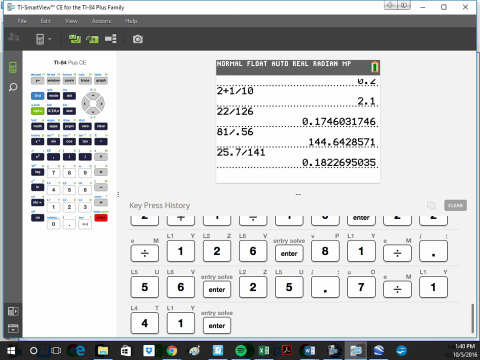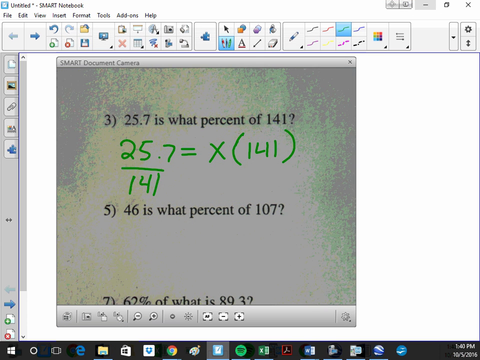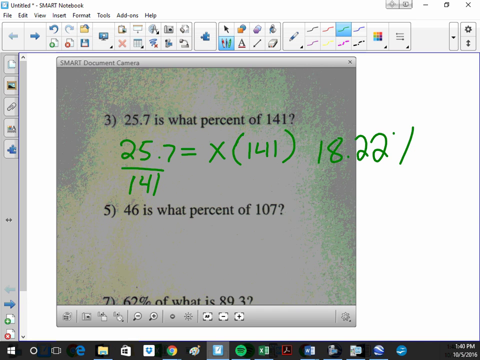Do I need to change this into a percentage? How do you know you need to change it into a percentage? In the question, it asks what percent. So 0.1822 turns into 18.22%.